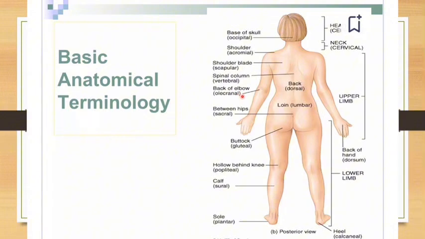In between the hips we have the sacral region. Buttocks is called the gluteal region. Popliteal is behind the knee. Calf is called sural. Then the sole of the foot is called the plantar. So these are various terms that anatomists usually use, and when you are communicating with your consultant or your specialist, these are some of the terms that you need to use in describing an x-ray or a CT scan or an MRI.